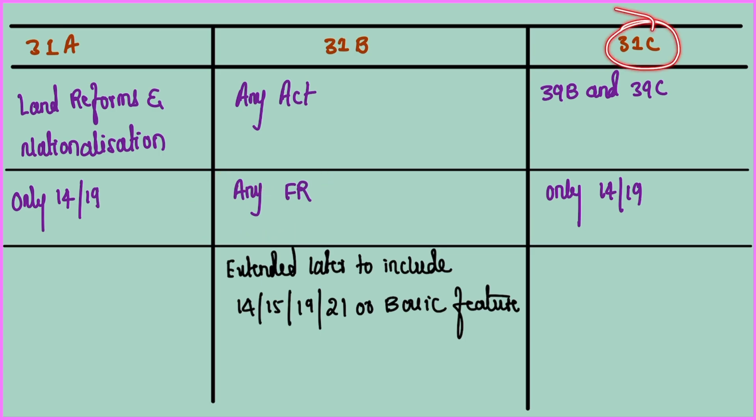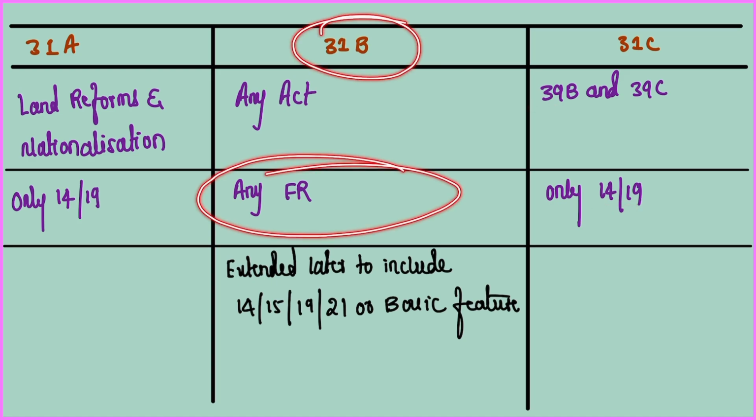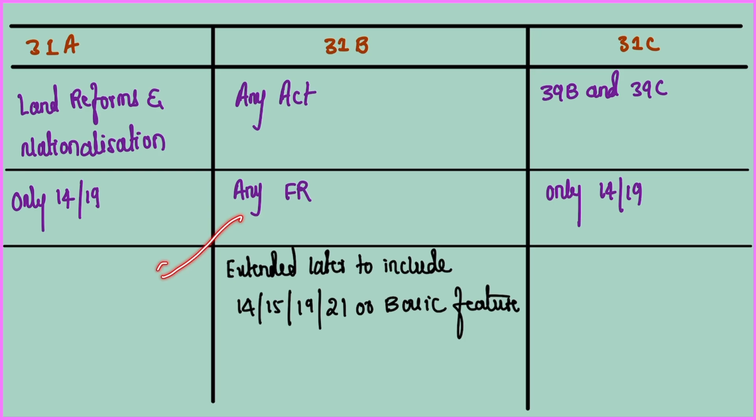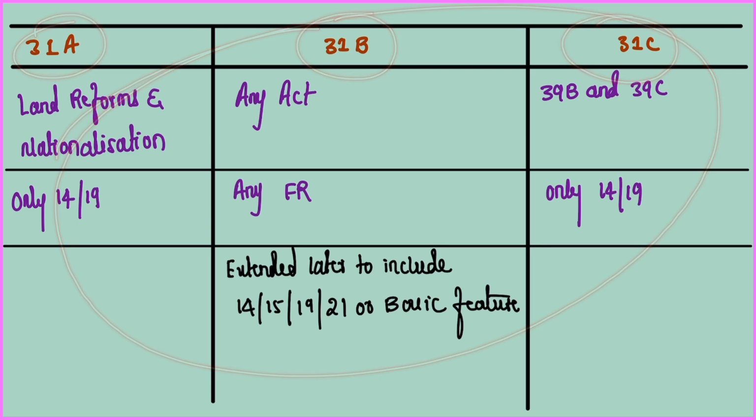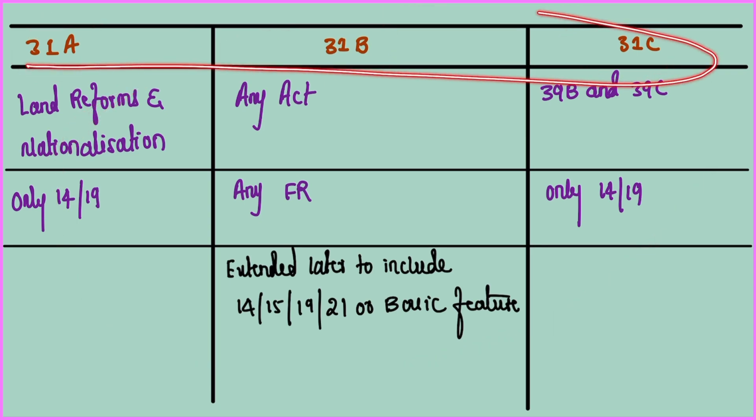Article 31C, again, same as Article 31A. It also protects two types of acts from being challenged for violation of Article 14 and 19 only. This broad nature of Article 31B, as I told you, was clipped by the Supreme Court in different cases, especially IR Coelho case. So this is the present status of Articles 31A, B, and C. So I hope you have understood what is the difference and evolution of Articles 31A, B, and C.